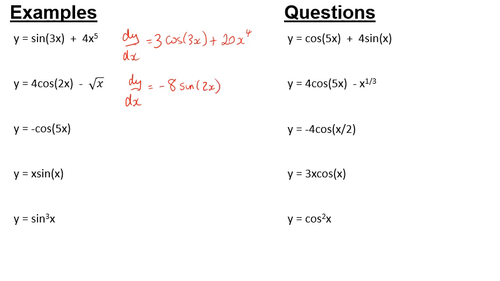Let me say that bit again. Cos becomes minus sine, so that's why there's a minus and a sine. And if it's cos of 2x, it'll be minus sine of 2x. Originally there was a 4 there, but I'm timesing as well by the differential of the bracket. So that 4 doesn't stay as a 4. 4 times 2 is 8.